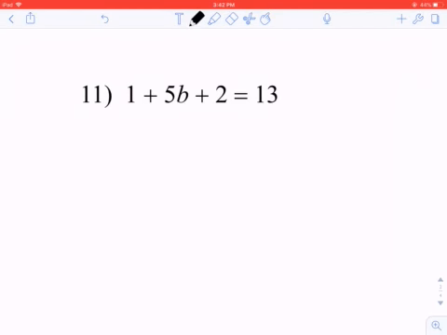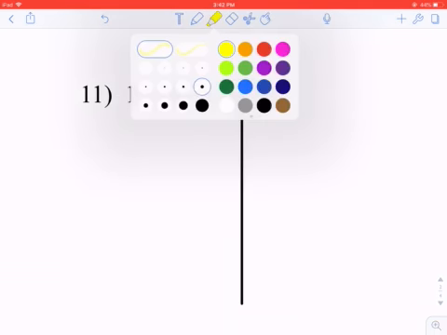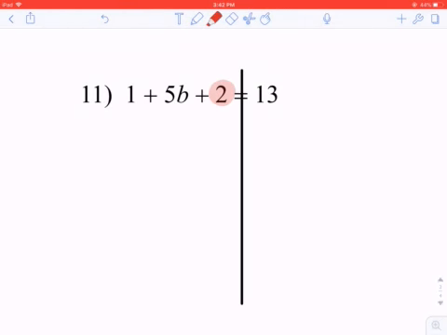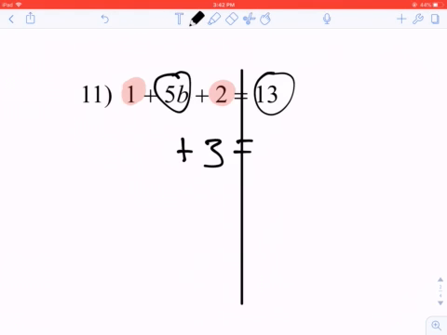Number 11. On problems like number 11, we need to clean up everything that we have that are like terms on the same side of the equation by combining them before we can start solving. So we are going to take this positive 1 and this positive 2. Signs are the same, so we'll add them and keep the sign to get positive 3. And then I'm going to rewrite the other terms that I did not use. In this case, it will be 5b and 13.